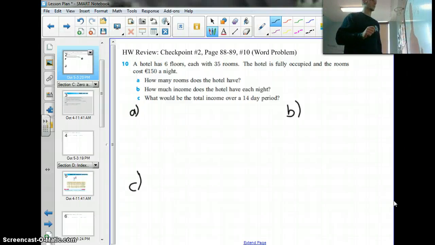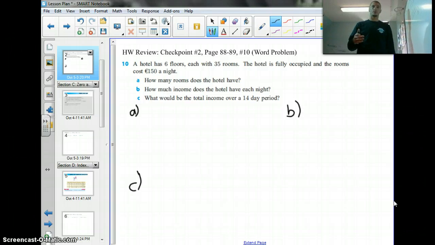Hi guys, I'm going to be going over section A and B, just the problems that you should have been working on already from checkpoint 2. It's on pages 88 and 89. More specifically, I'm going over question 10 from checkpoint 2.